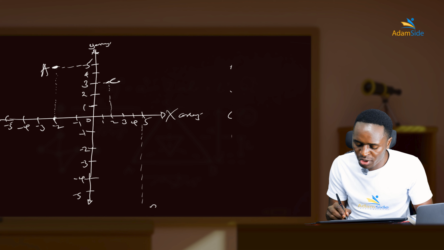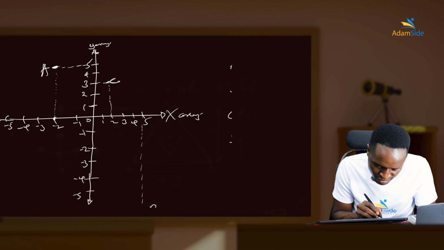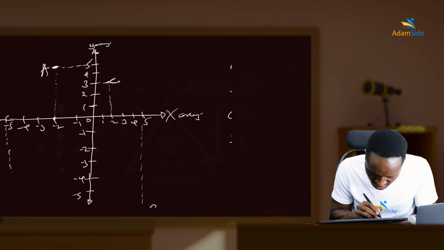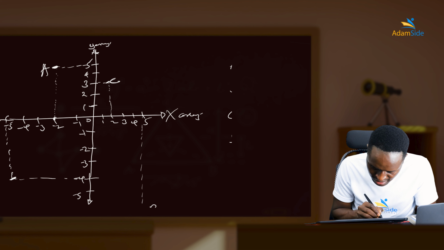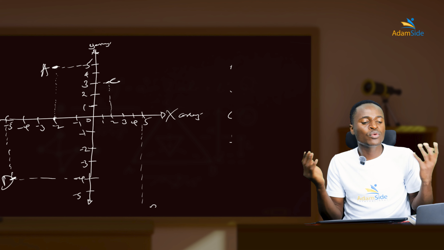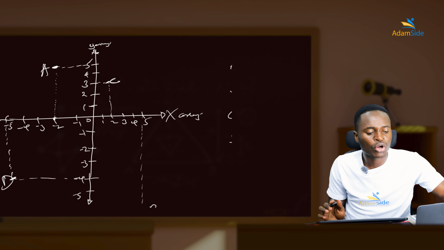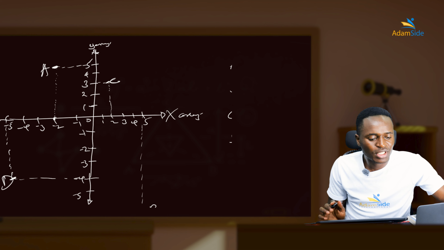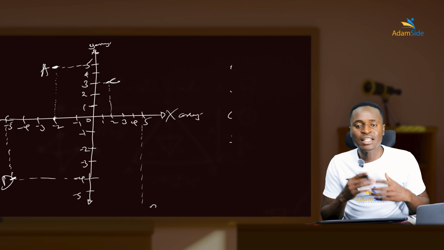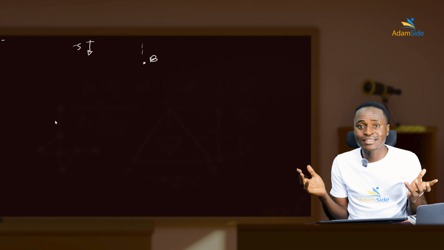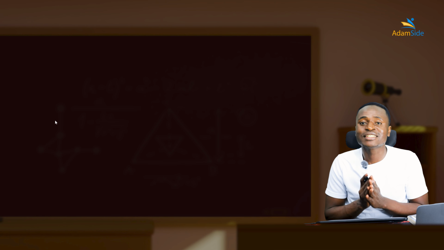And maybe point D is at (-5, -4): x is -5, y is -4. They meet here. So this is position D. That's how you plot and show the coordinates of points. The next thing we're going to learn in this unit, apart from plotting, is the gradient of a line.